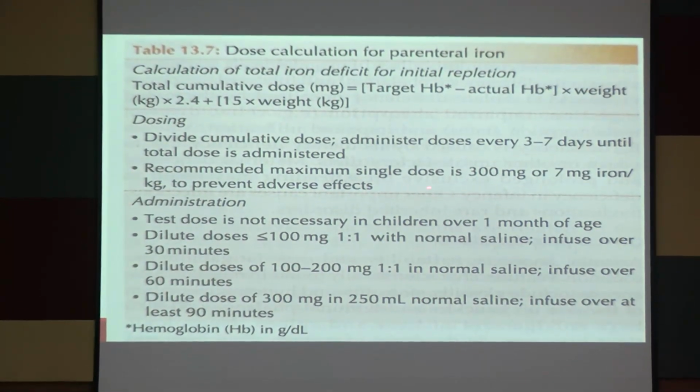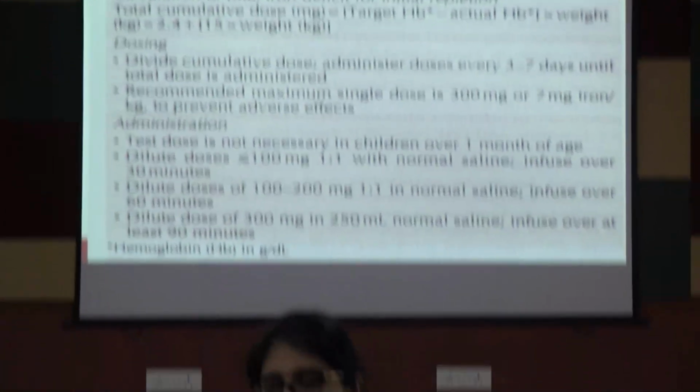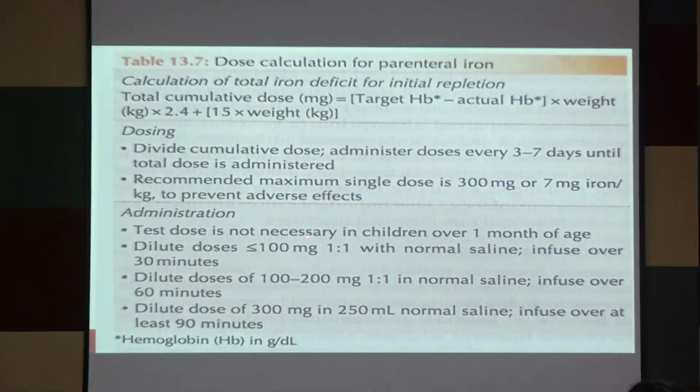The recommended maximum single dose we can give is 300 mg. In one sitting we can give 7 milligram per kg body weight of iron or 300 milligram, not more than that. Why? Otherwise there will be adverse effects.